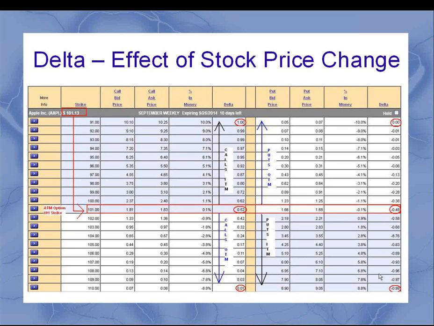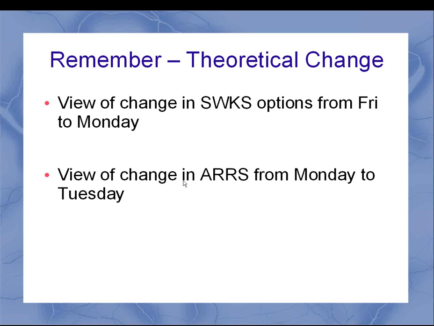So if the stock gains $1, we'd expect our 110 put here. Let's go across the 110 put. If the stock moved up $1, we'd expect to see about a $1 decrease on the 110 strike put option. And as you go out of the money, of course, lower strikes, we see much lower delta, much lower effect of the change in our option price due to a 1-point movement on the stock. Now remember, this is a theoretical change.